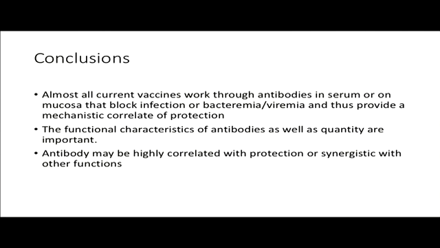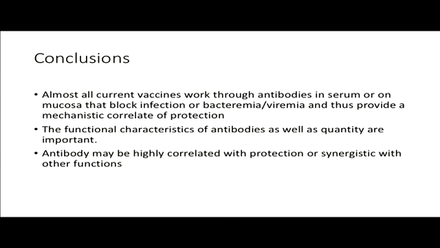So, to conclude this bit, almost all current vaccines work through antibodies in serum or on mucosa. For example, there's an enormous amount of work to develop rotavirus vaccines that suggest that to get sterile immunity against rotavirus, you need antibodies at the gastrointestinal mucosa. And very often, from animal studies, we believe these to be mechanistic correlates of immunity. So they're the part of the immune system that's responsible for preventing that pathogen infecting the host.